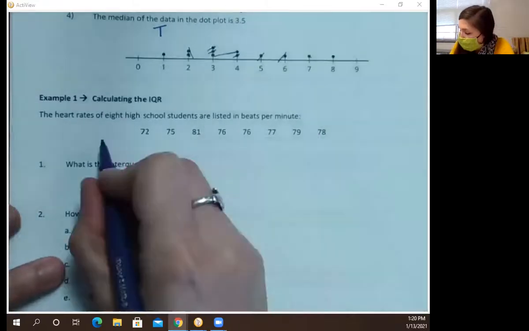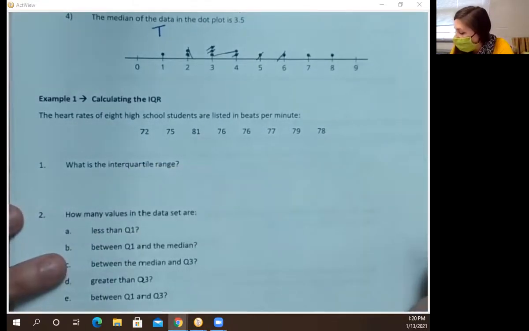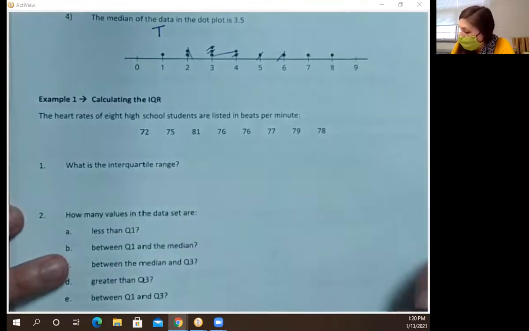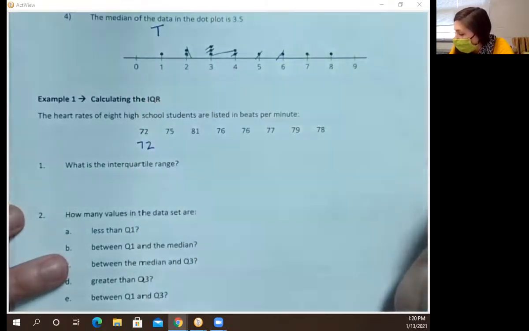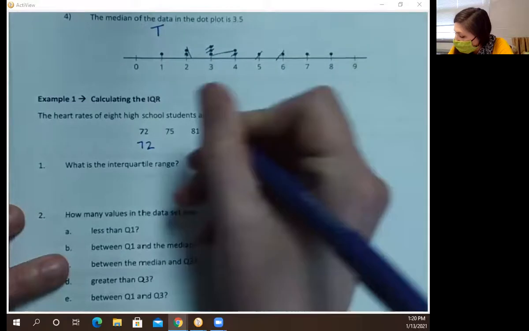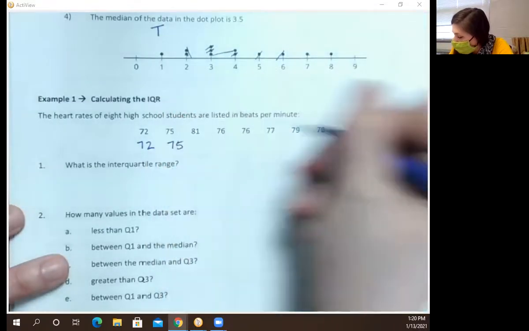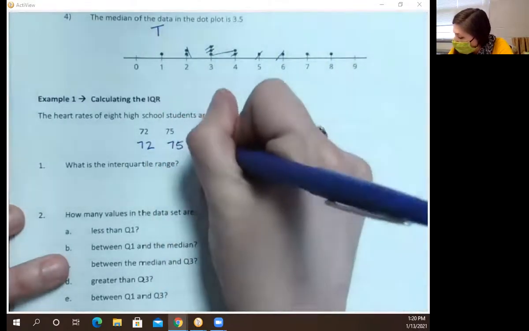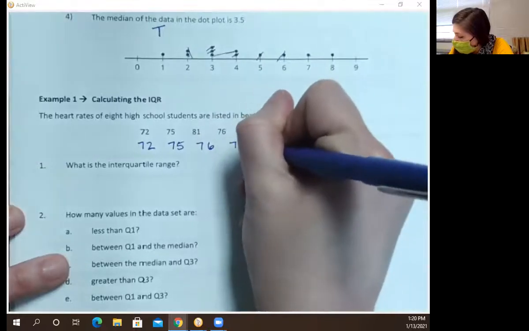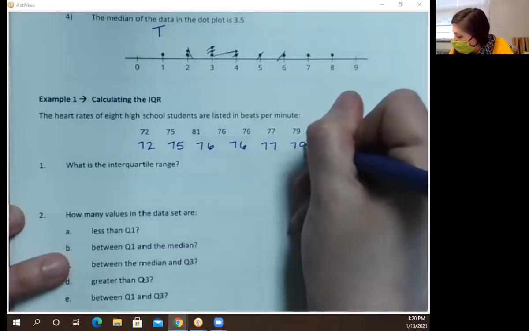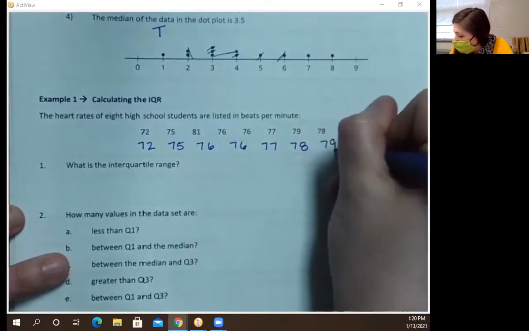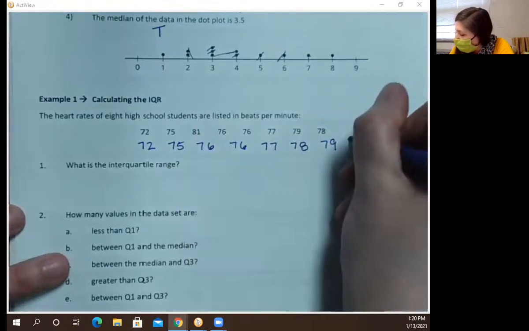So here's our data. These are heart rates of 8 high school students listed in beats per minute. The first thing I want to do here is put my data in order. So my smallest value is 72, and then 75, then 76, 76, 77, 78, 79, and then 81 finally at the end.